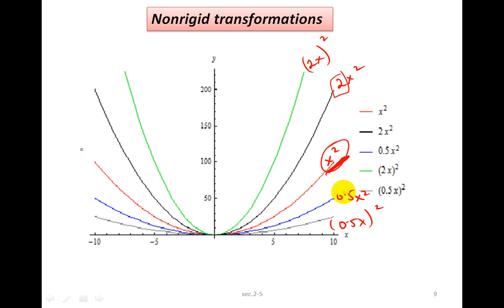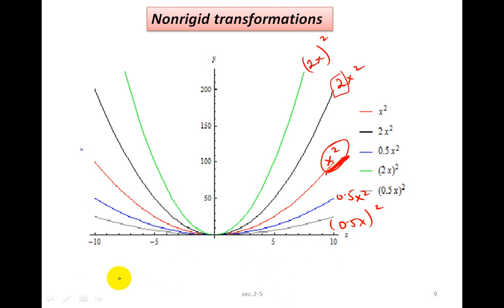Okay, what if the factor here is between 0 and 1? Don't say it's negative, because negative is going to take it down. It will be a reflection, so you have to express it as between 0 and 1. It will give you a shorter and wider graph, like this blue one. It will be shorter and wider, and same thing for this gray one. It is even shorter and wider.